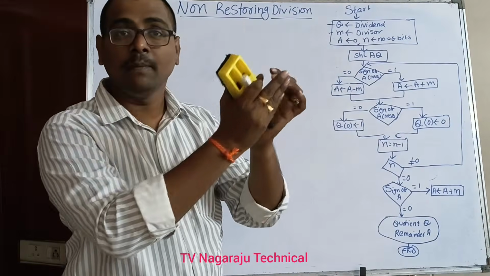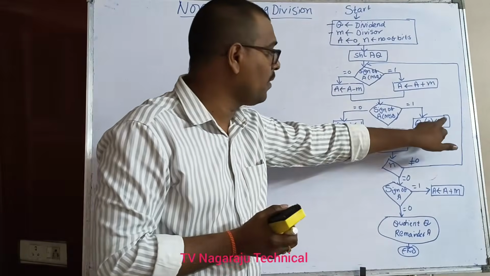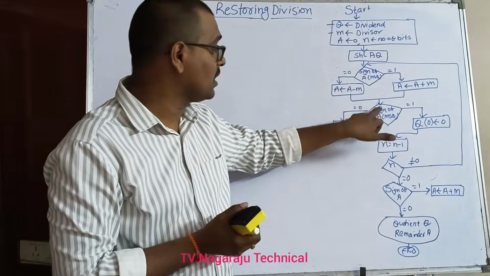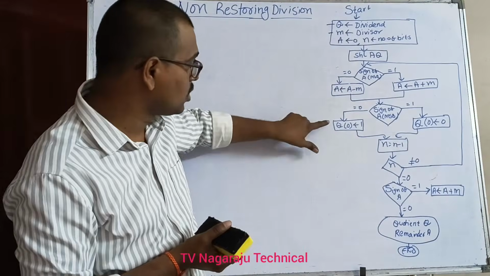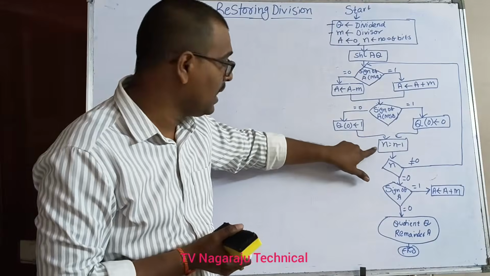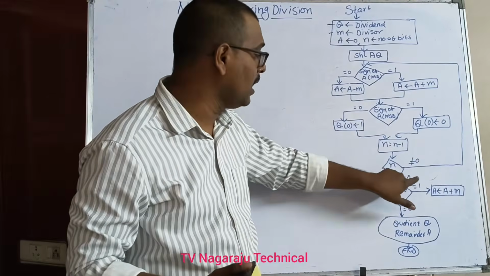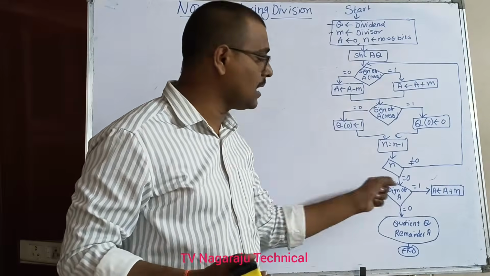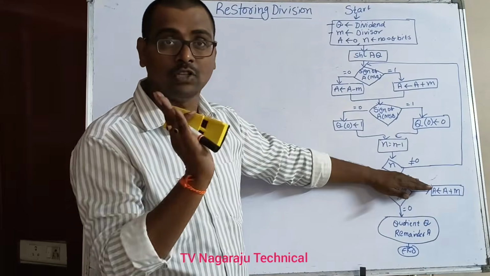If the sign of the MSB is 1, that is a negative remainder, so Q0 is equal to 0. If the sign of the MSB is 0, that means a positive remainder, so Q0 is equal to 1. Then decrement N, the number of iterations, by 1. If it is not equal to 0, the same process is repeated. This is what happens in restoring division.